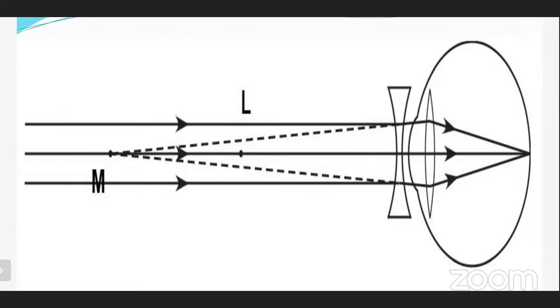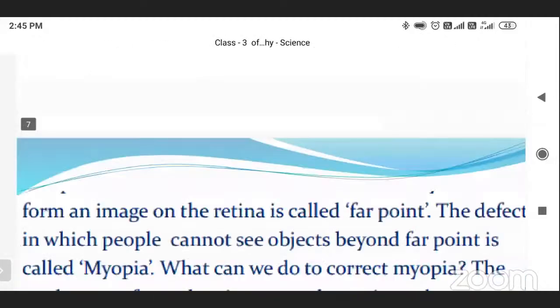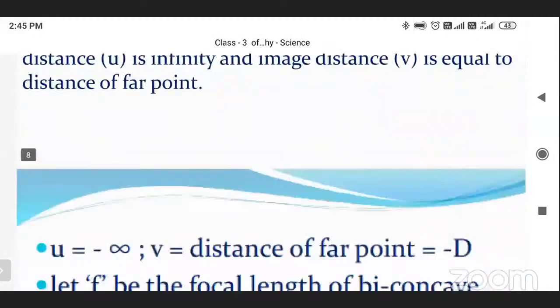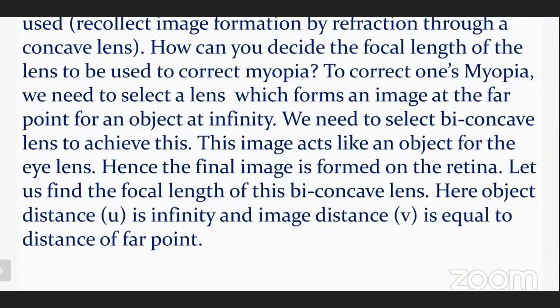So that's why, when we put a biconcave lens in front of the eye of people who have myopia, the image is formed on the retina. Then they can see the objects. When we use the biconcave lens for myopia people, they can see objects clearly.